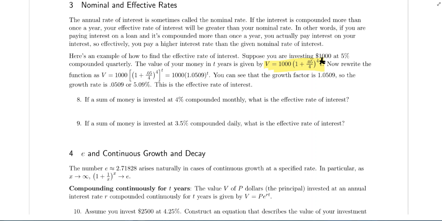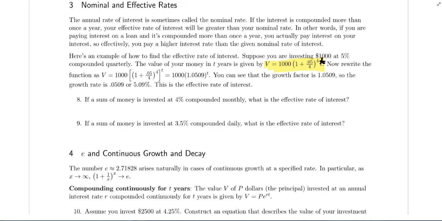If the interest is compounded more than once a year, your effective rate of interest will be greater than your nominal rate. In other words, if you are paying interest on a loan and it's compounded more than once a year, you actually pay interest on your interest. So effectively, you pay a higher interest rate than the given nominal rate of interest.